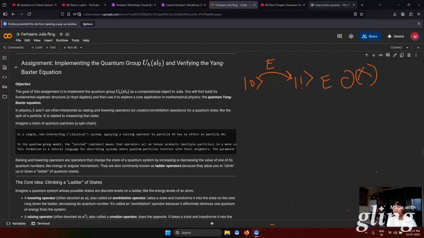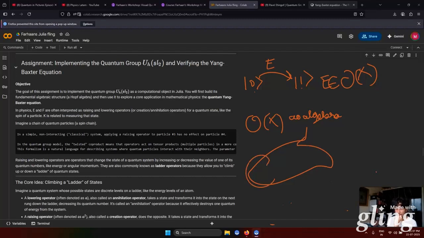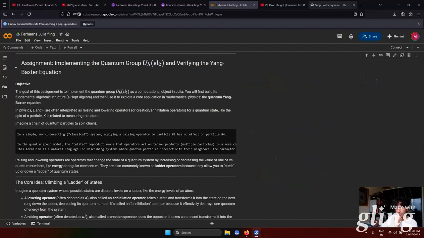So E belongs to O of X. The structure that O of X forms is called an algebra, and the generators of your coalgebra are these guys, reminding you again: raising, lowering, and measuring. Now let me just erase everything and exit drawing.